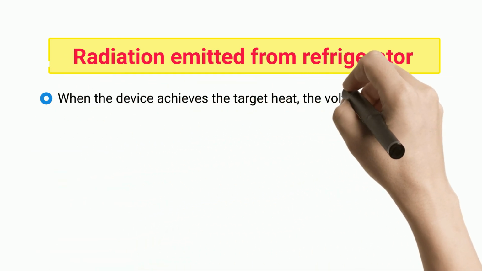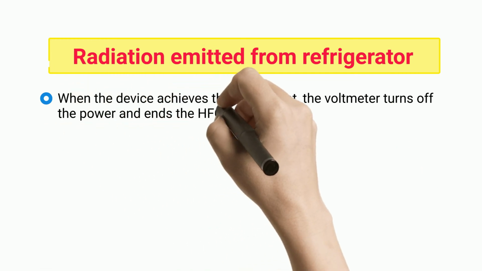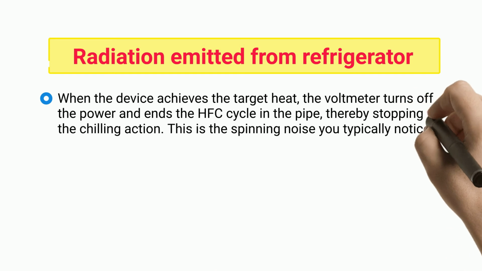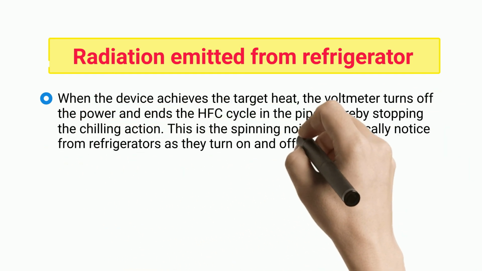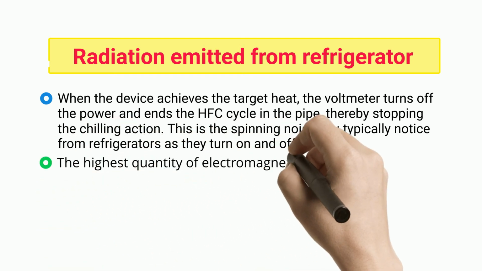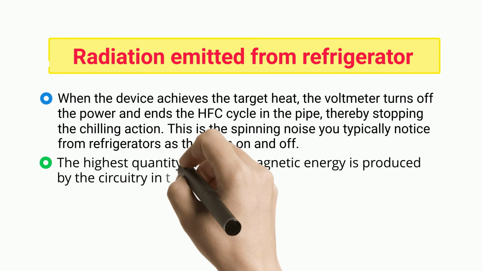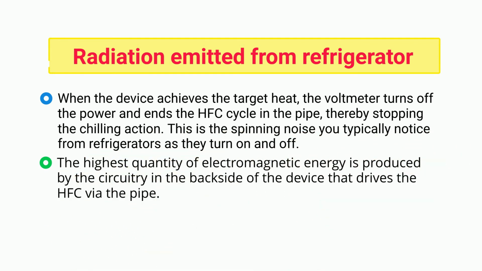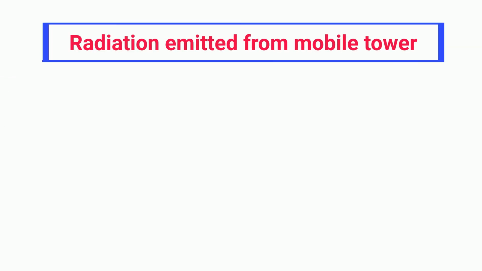Radiation emitted from refrigerator. When the device achieves the target heat, the voltmeter turns off the power and ends the HFC cycle in the pipe, thereby stopping the chilling action. This is the spinning noise you typically notice from refrigerators as they turn on and off. The highest quantity of electromagnetic energy is produced by the circuitry in the backside of the device that drives the HFC via the pipe.